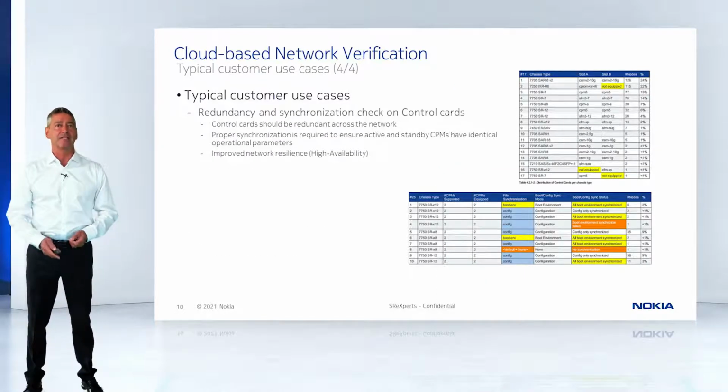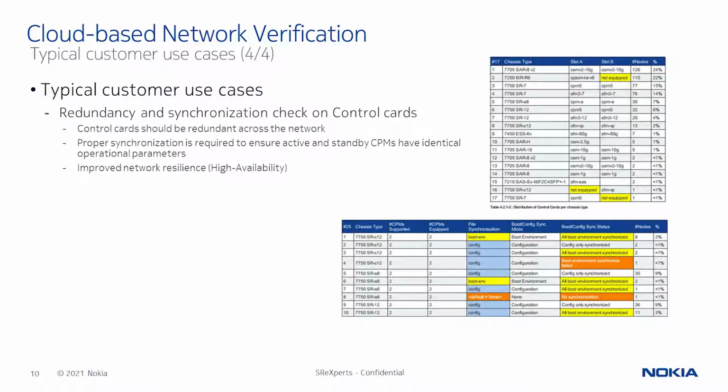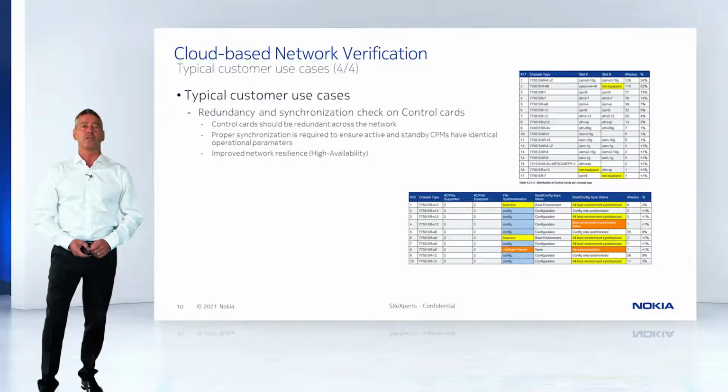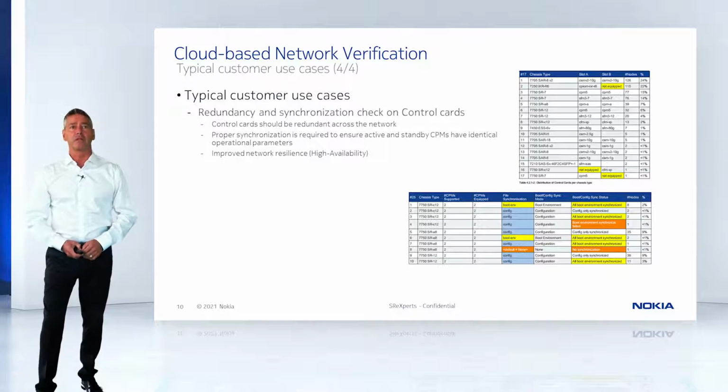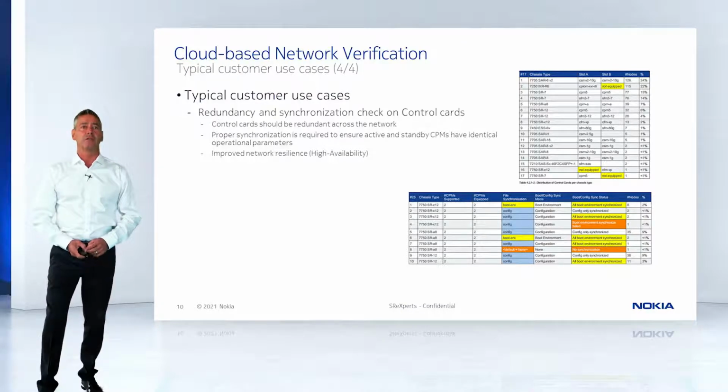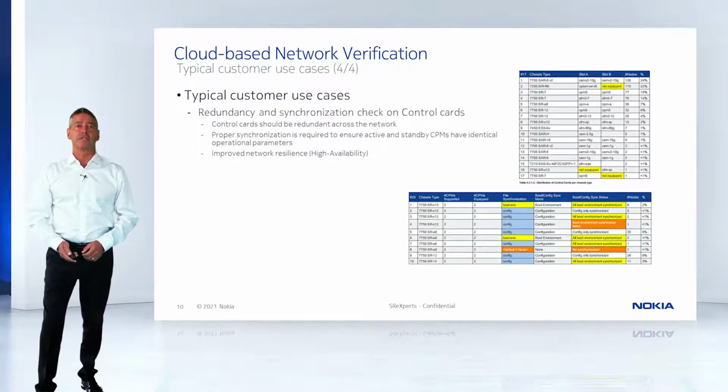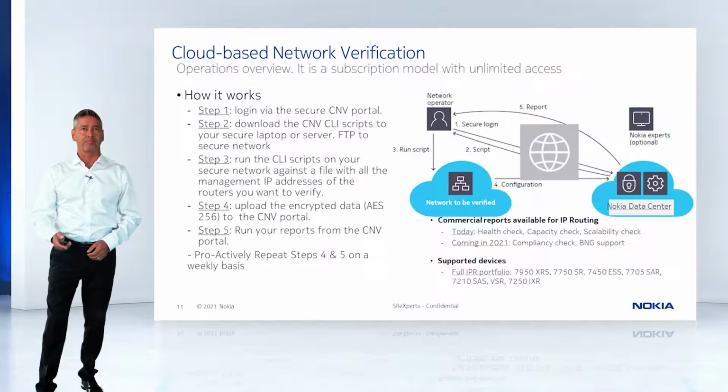And the last use case, number 4, redundancy and synchronization checks on control cards. So control cards should be redundant across the network, and you need to make sure they're properly synchronized. So this report will tell you the ones that are not synchronized and redundant. So this will improve your network resiliency and high availability.